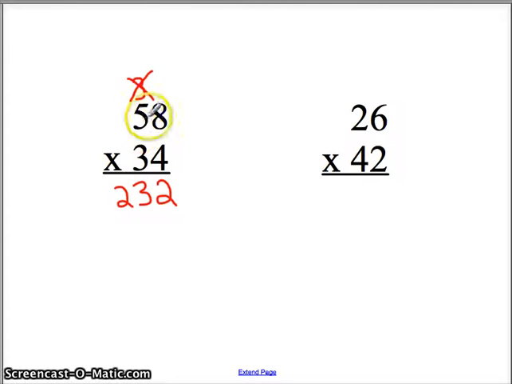Now on my second step, I'm multiplying 58 times 3, but that's not really a 3, that's a 30 because it's in the tens place. So I'm going to start by putting a 0 here in my ones place, and now I'm going to multiply the 58 times the 3. 3 times 8 is 24. Carry my 2. 3 times 5 is 15, plus 2 more, 17.